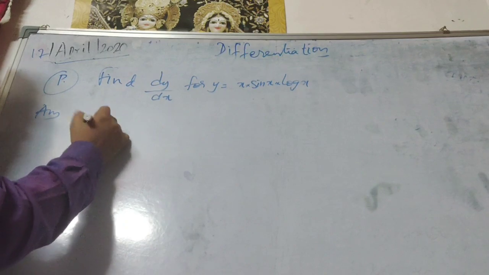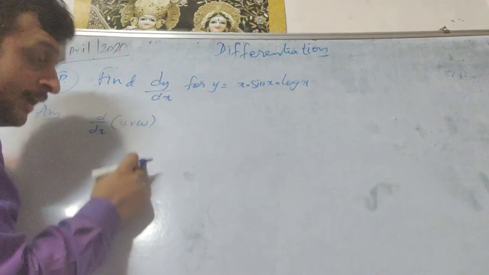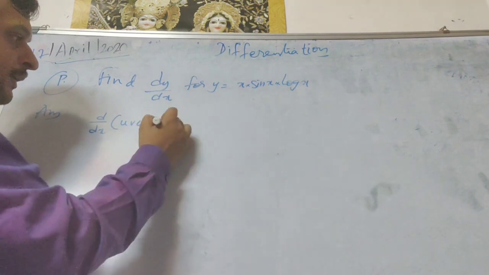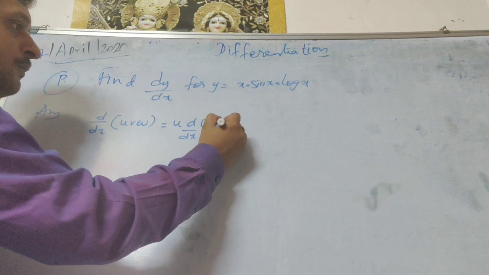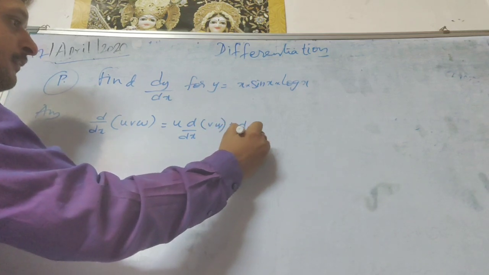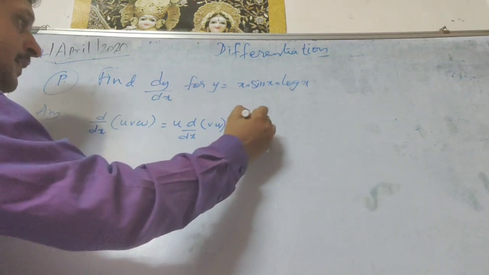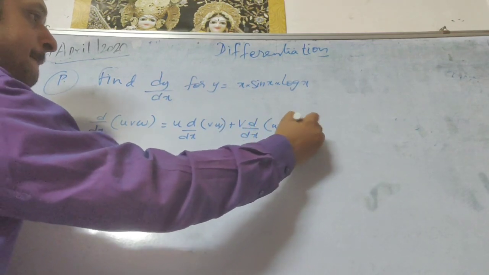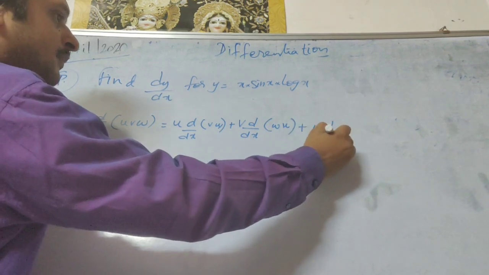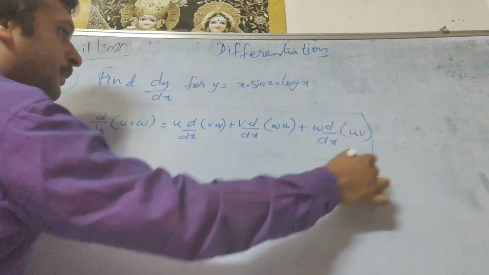So first we will be writing the formula for product rule. Differentiation of u, v, w. Here there are three functions. d by dx of u into v into w equals u d by dx of vw plus v d by dx of w u plus w d by dx of u v. That is the product rule for three functions. Make a note of it, friends.